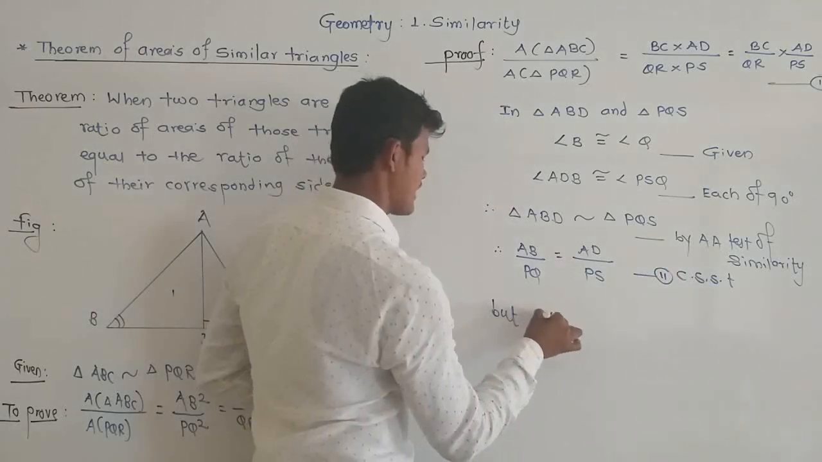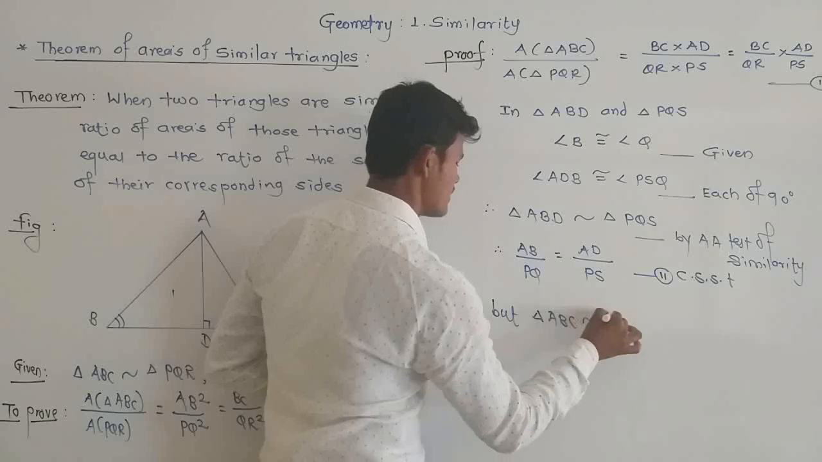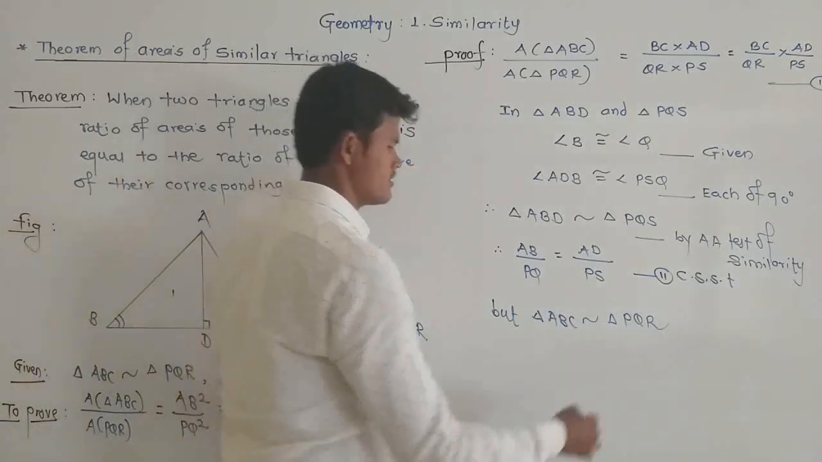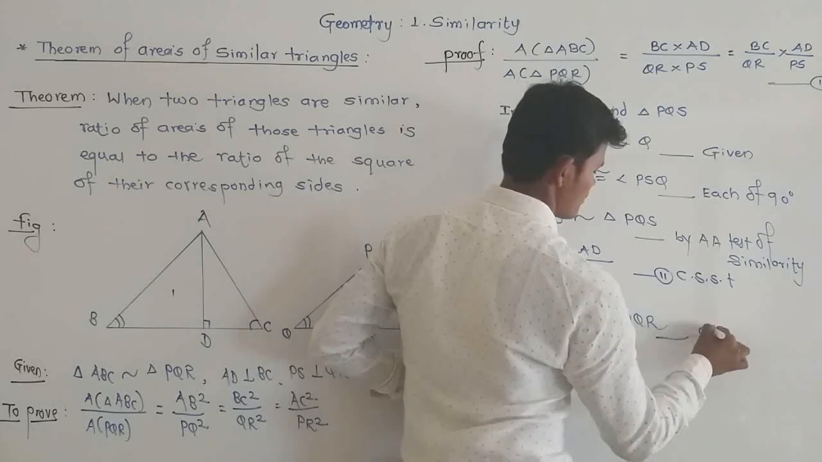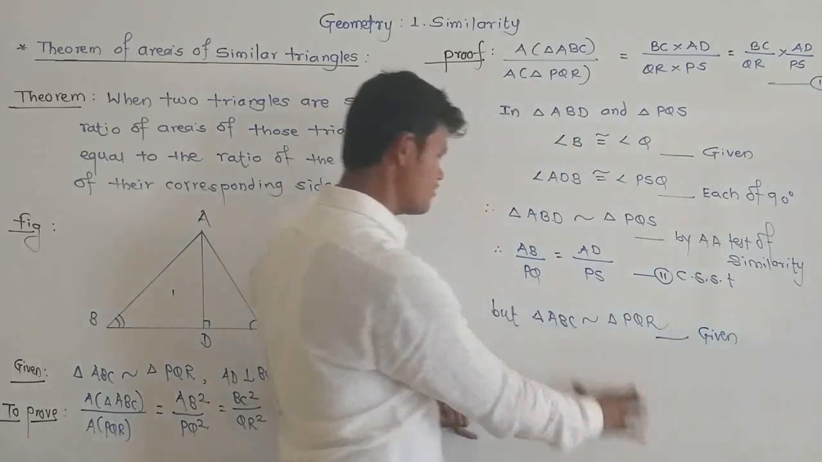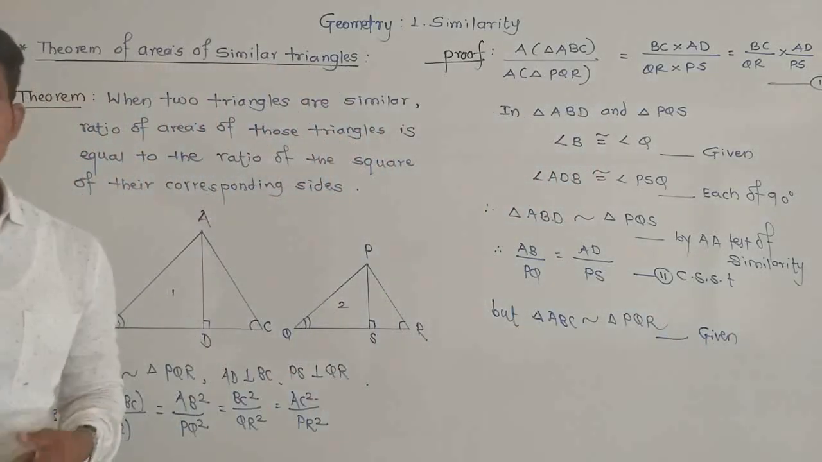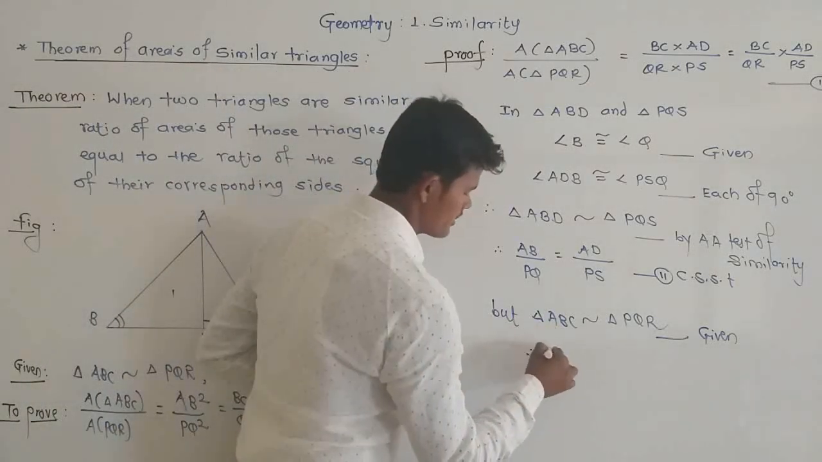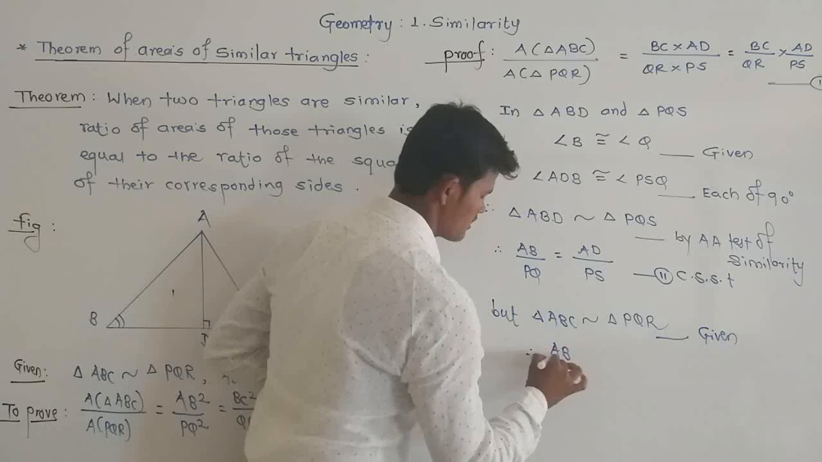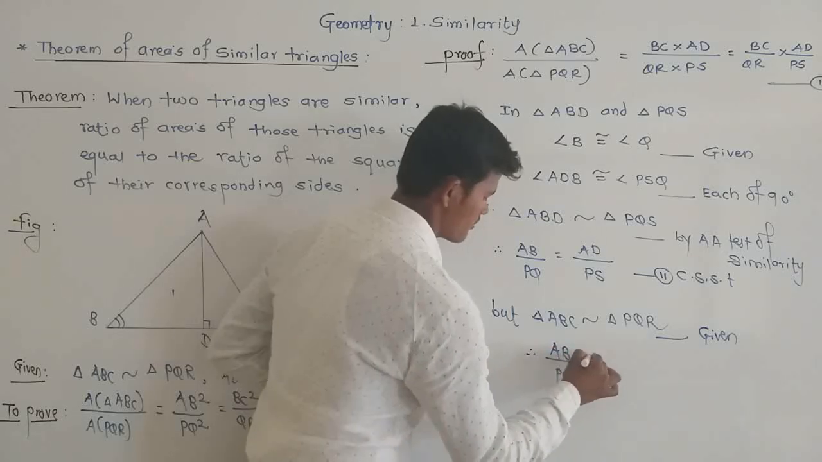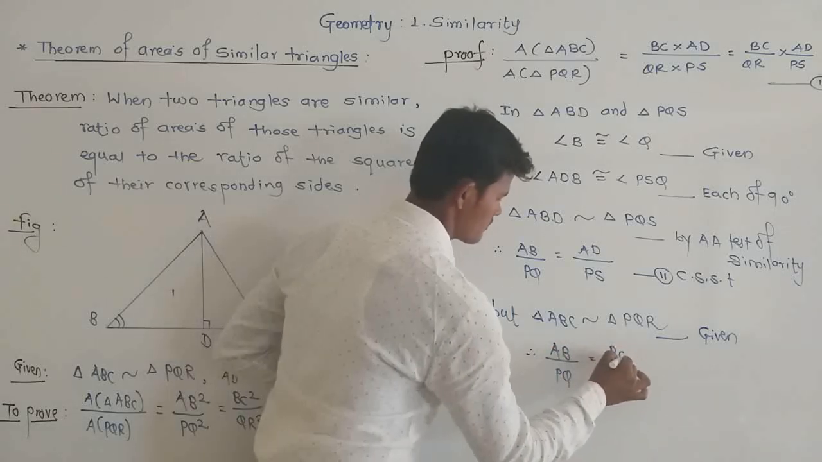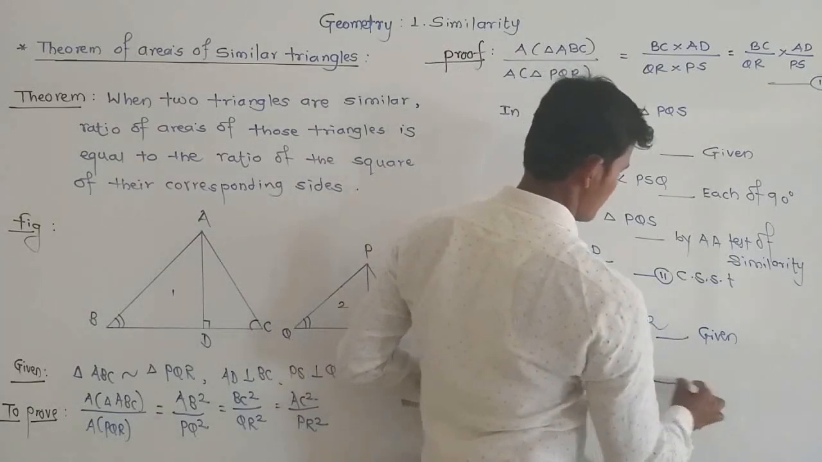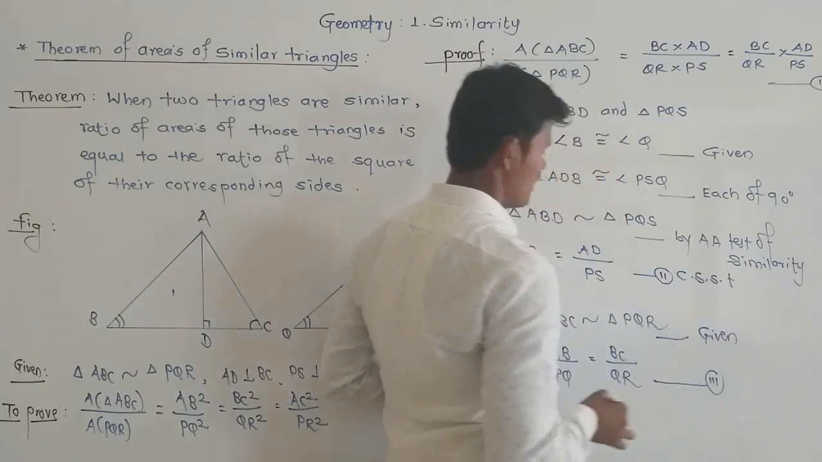But triangle ABC is also similar to triangle PQR. This is given to us. So if two triangles are similar, then their corresponding sides are in the same proportion. So take the ratio of corresponding sides. So we get AB upon PQ is equal to BC upon QR. This is equation number third.